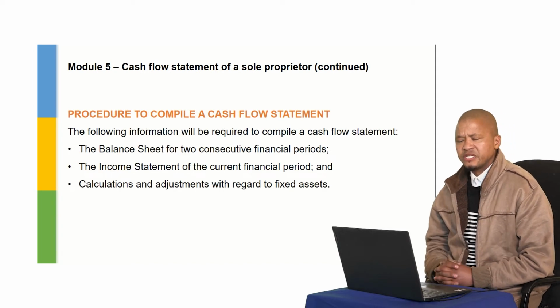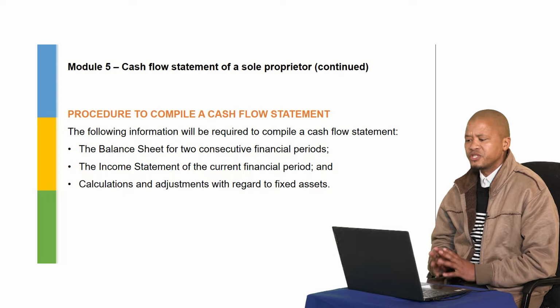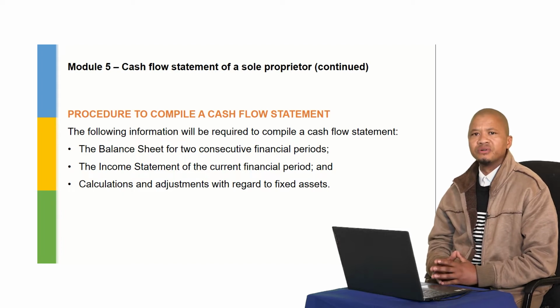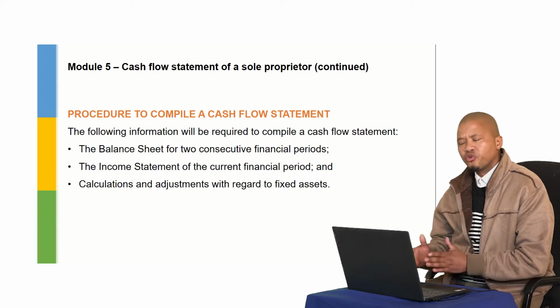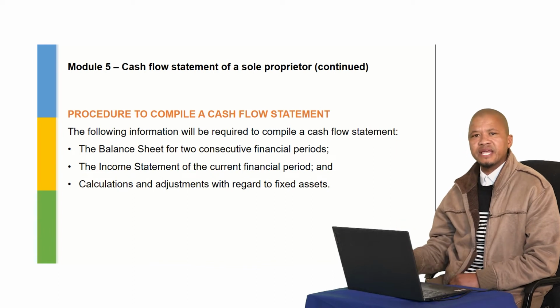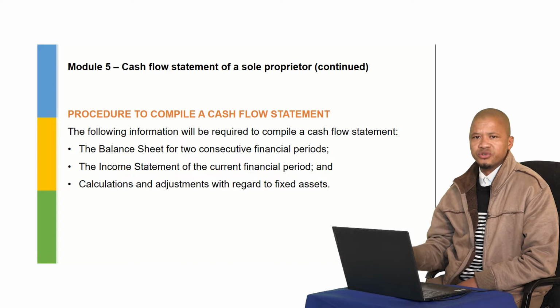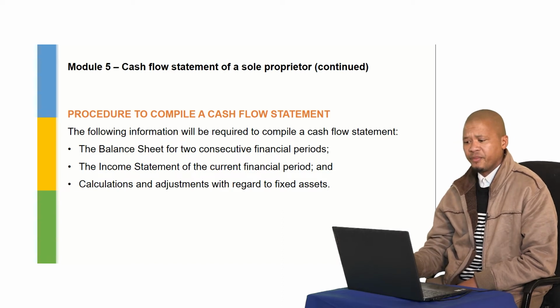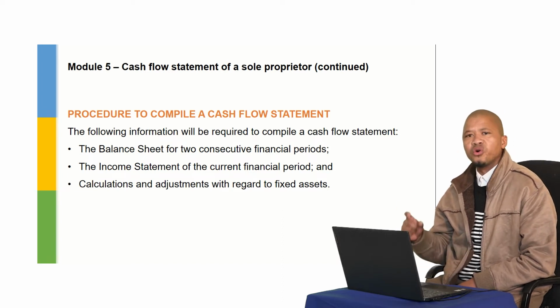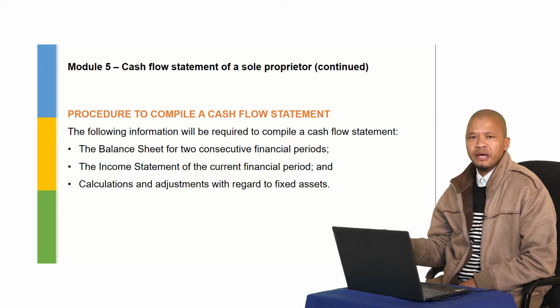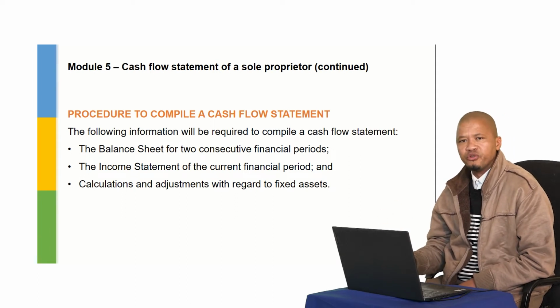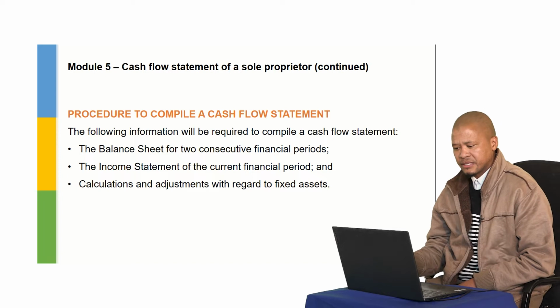Then what is the procedure for compiling a cash flow statement? The most important thing for you students or accountants, before you compile this report, is to have three statements or reports on your table: your income statement, which is your statement of financial performance; your two consecutive balance sheets; and information about your fixed assets, your non-current assets. Right.